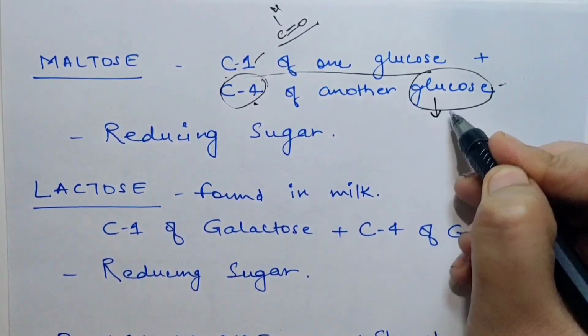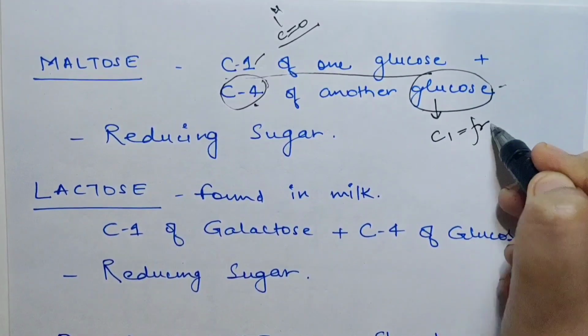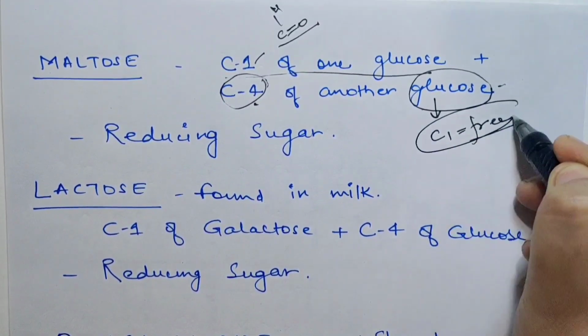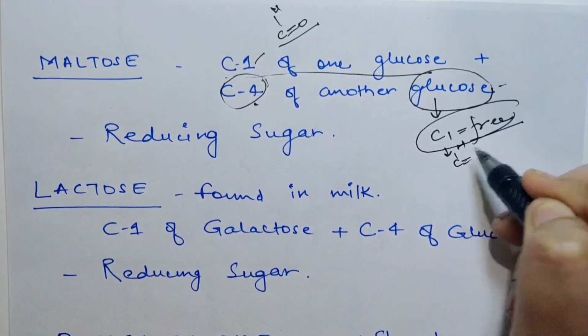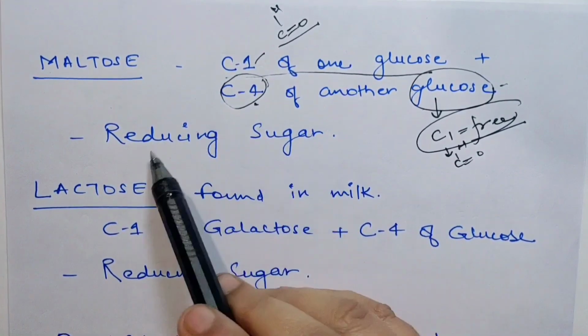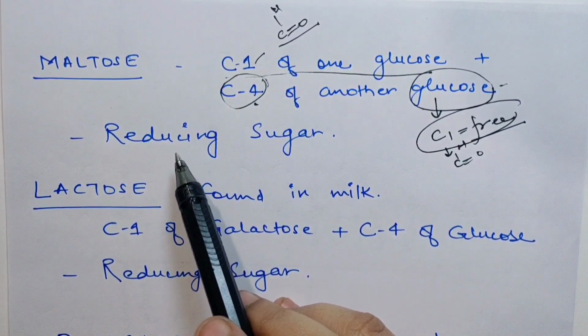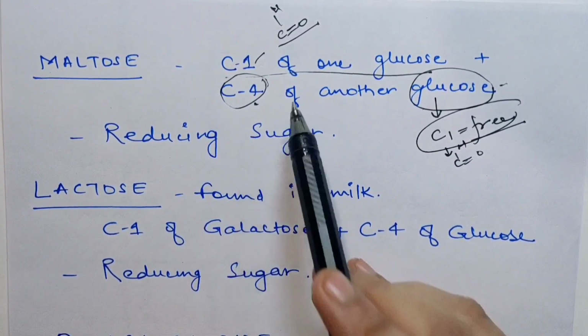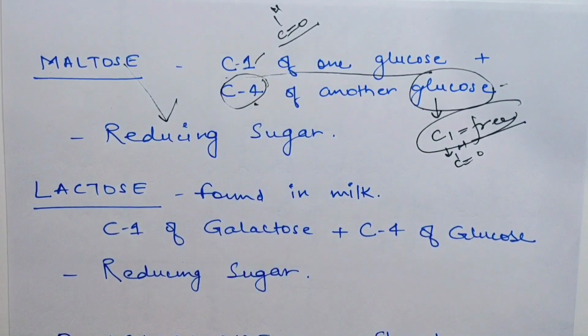That means in this glucose unit, C1 is free. That means the aldehydic group is free. That means it can get oxidized to gluconic acid and in turn reduce Tollens' reagent or Fehling solution. That makes maltose a reducing sugar.